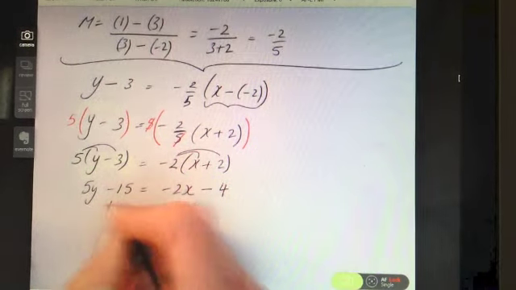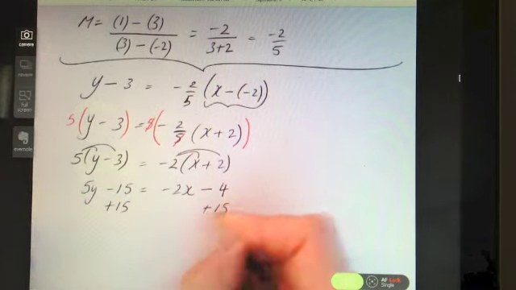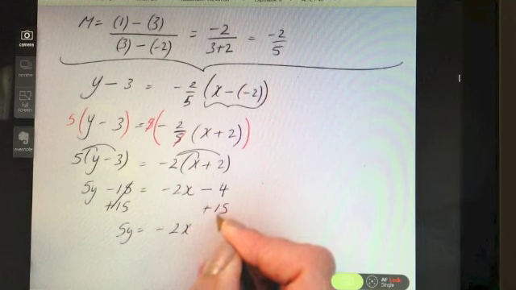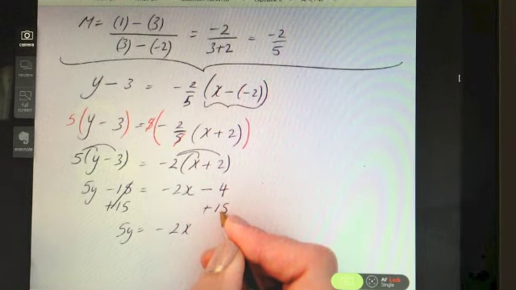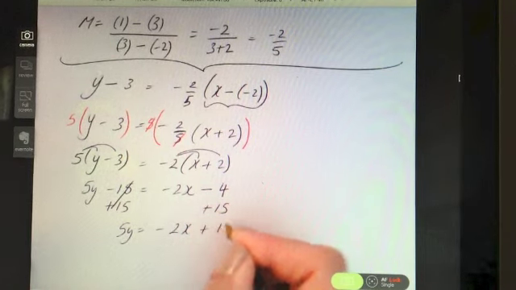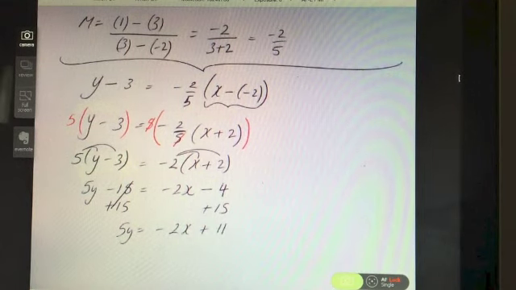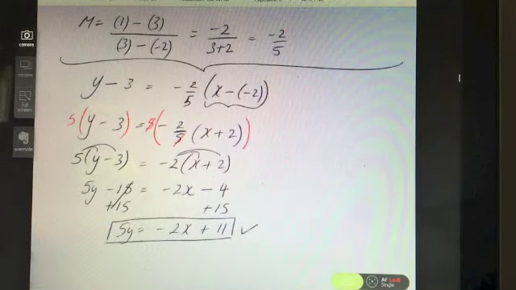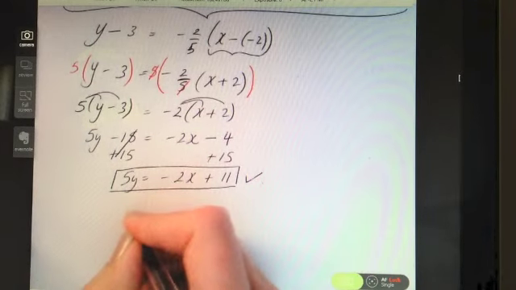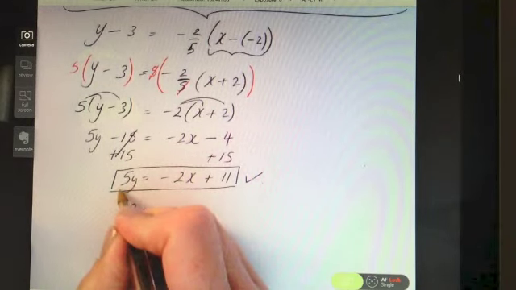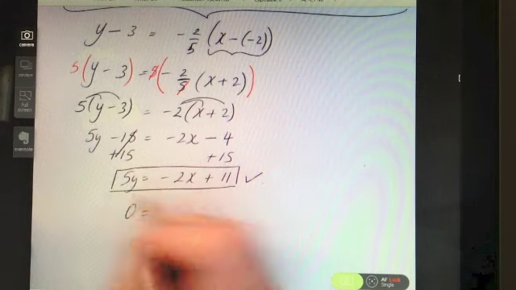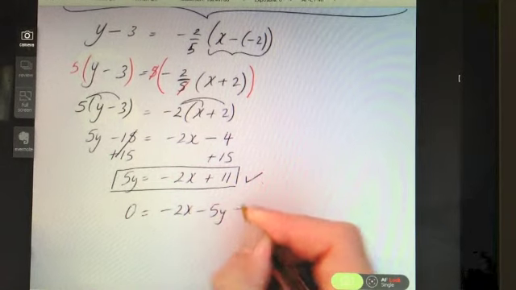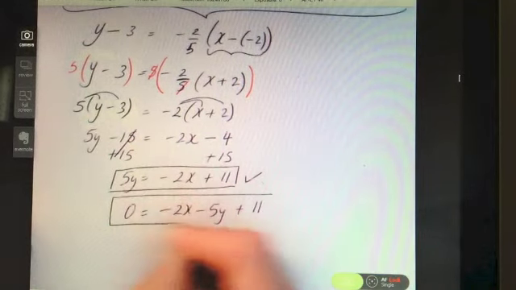Okay, so I'm going to add 15 to both sides, and that gives me 5y minus 2x, and minus 4 plus 15 is a positive 11. So that's your answer, and that's correct. And if I was to tidy it up a little bit further and get 0 on the left-hand side, I'd be taking away 5y from the left-hand side, which means I've got to take away 5y on the right-hand side, which would give me this.